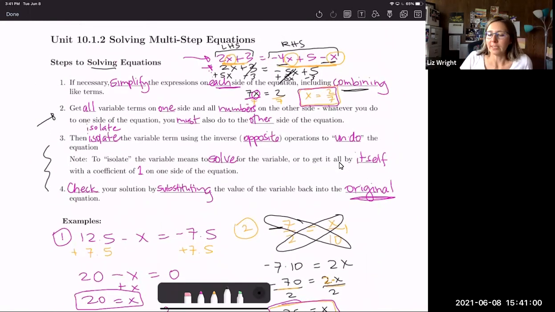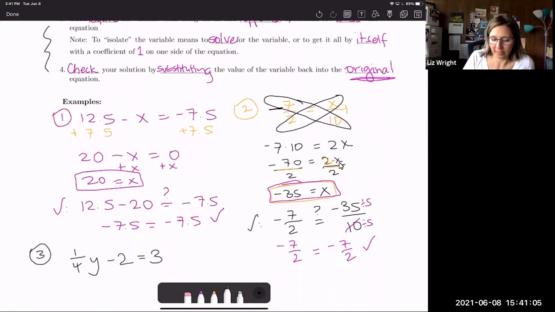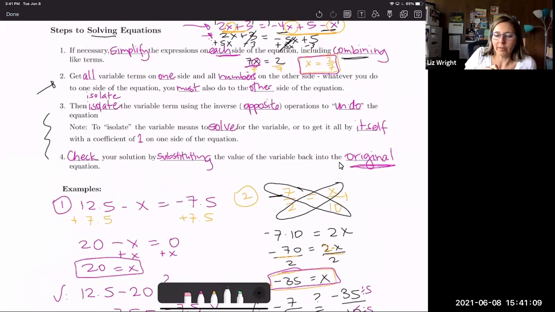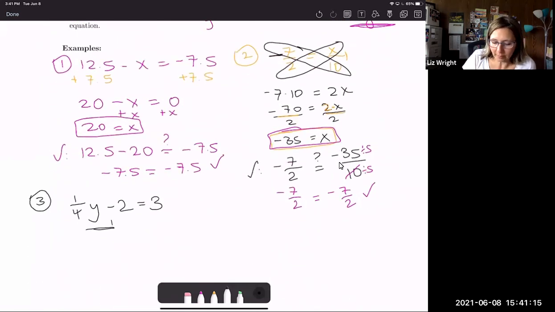So if necessary, simplify the expressions on each side of the equation. Do I have anything to simplify on this side? No, there's no like terms. Get all the variables on one side and all of the numbers on the other side. Well, let's do that. I'm going to get the numbers on one side, all the constants, right? Constant terms on that side, the variables on the other. So 3 plus 2 is 5.